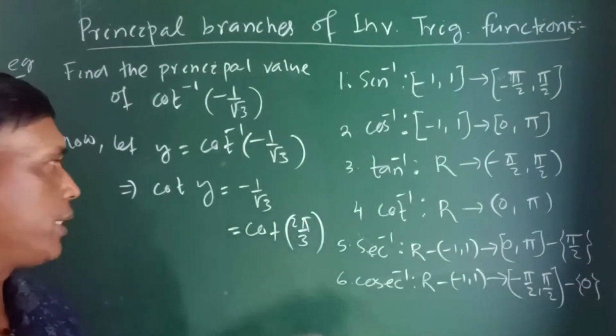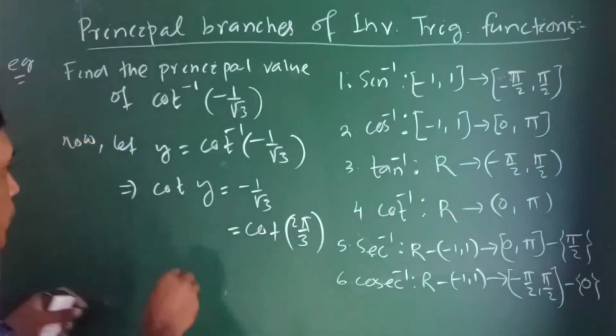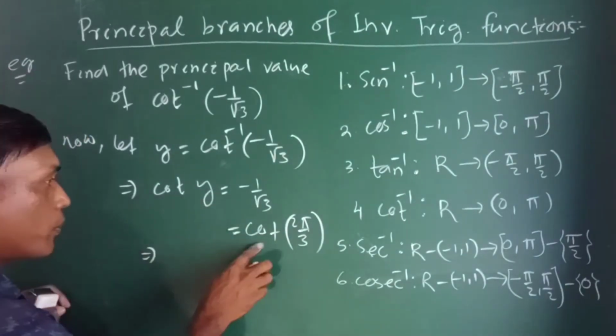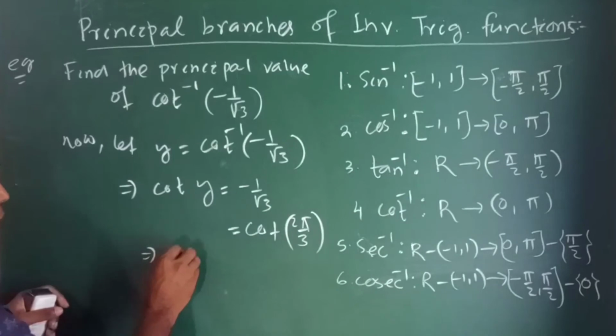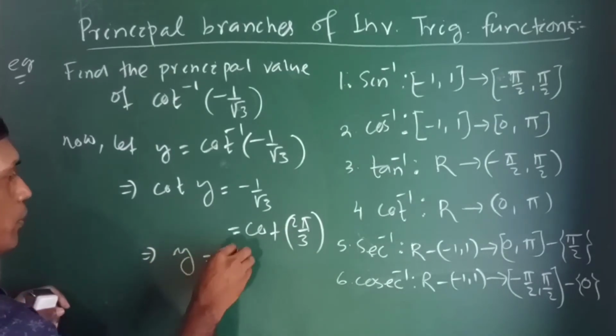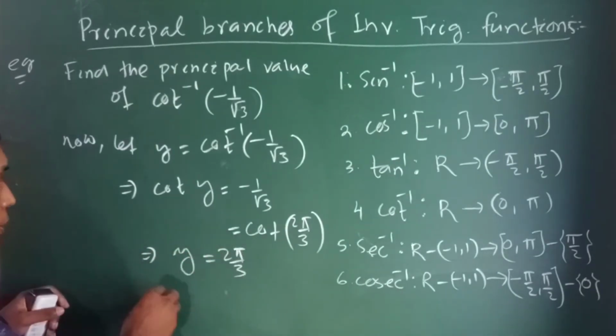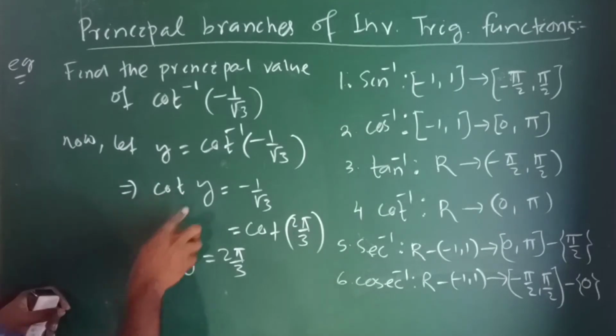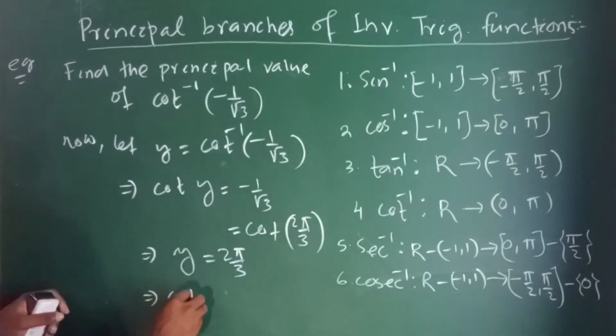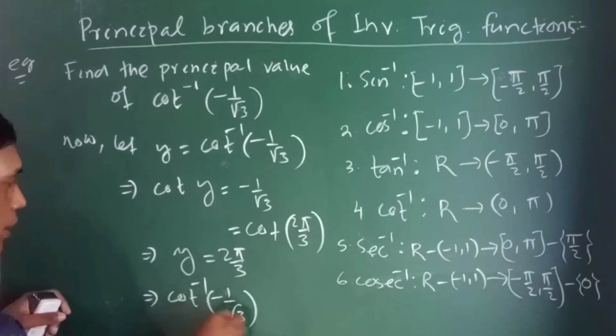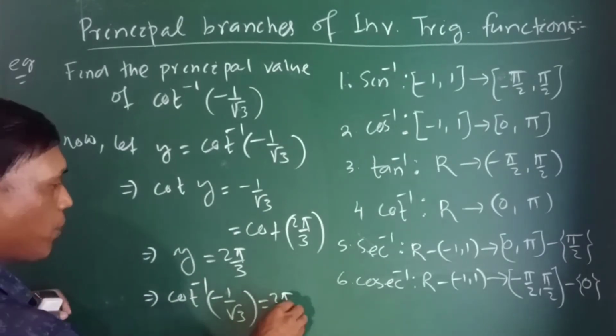Cot 2 pi by 3 is minus 1 by root 3. So if cot y is equal to cot 2 pi by 3, then y is equal to 2 pi by 3, which implies y is equal to cot inverse of minus 1 by root 3, which is equal to 2 pi by 3.